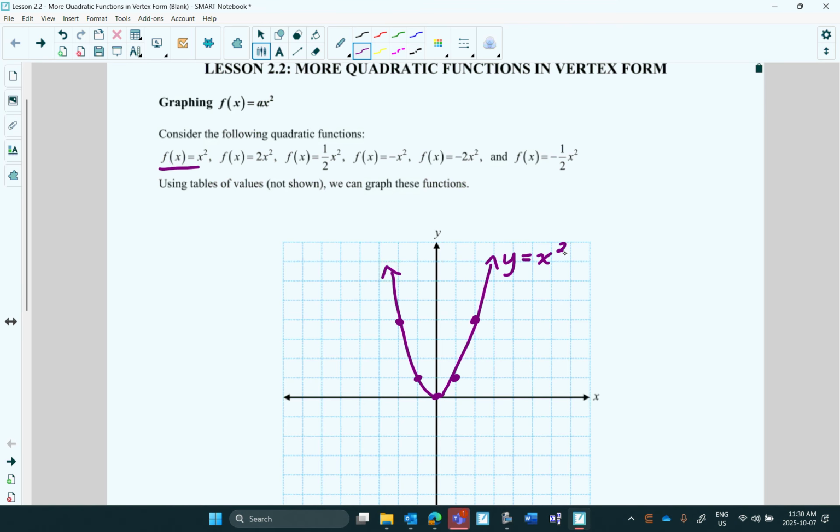Okay, this one is new. So there's the number 2 in front of the x squared, which means that we have to take every x coordinate, square it, and times it by 2 to get the y. Well, if I plug in 0, what's 0 squared times 2? Still 0. So it starts here too. If I plug in 1, well, 1 squared is 1, times 2. So that means instead of going 1, 1, it goes 1, 2.